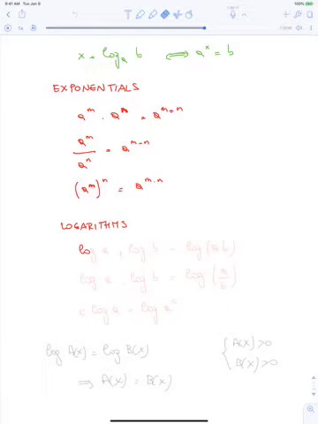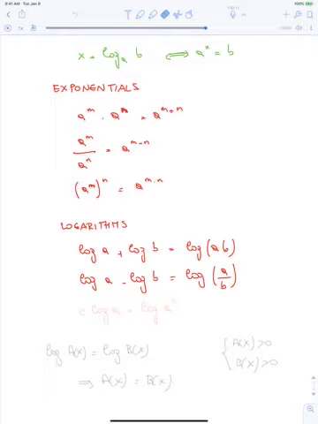The log of a plus the log of b, and this is true no matter what the base is, is equal to the log of a times b. The log of a minus the log of b is equal to the log of a divided by b. And then c times the log of a is equal to the log of a power c. So these are the set of rules that we are going to use.